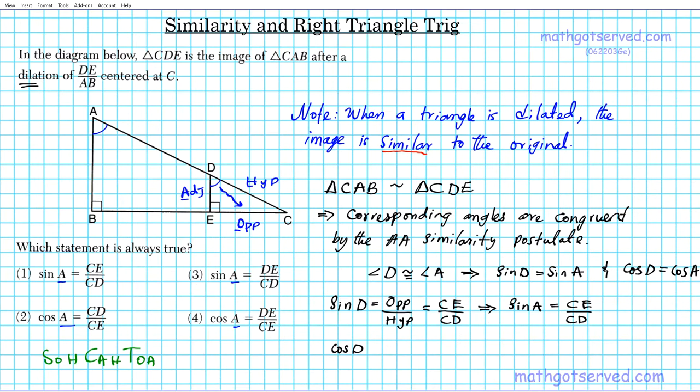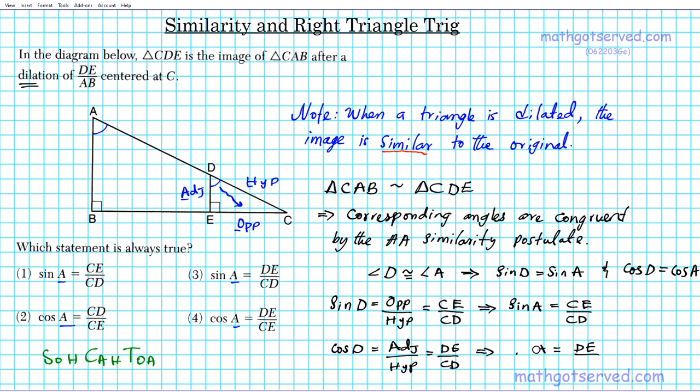Cosine D. For this one we're going to use CA in SOHCAHTOA, okay? So CA is adjacent over hypotenuse. If you go back to the triangle, the adjacent is DE, relative to angle D, and the hypotenuse is still CD. So cosine D using the small triangle is DE over CD. So it follows that cosine of A, angle A in the big triangle, is going to be the same thing as DE over CD because angle D is equal to angle A. Okay, sorry, it's not sine, it's cosine right here.